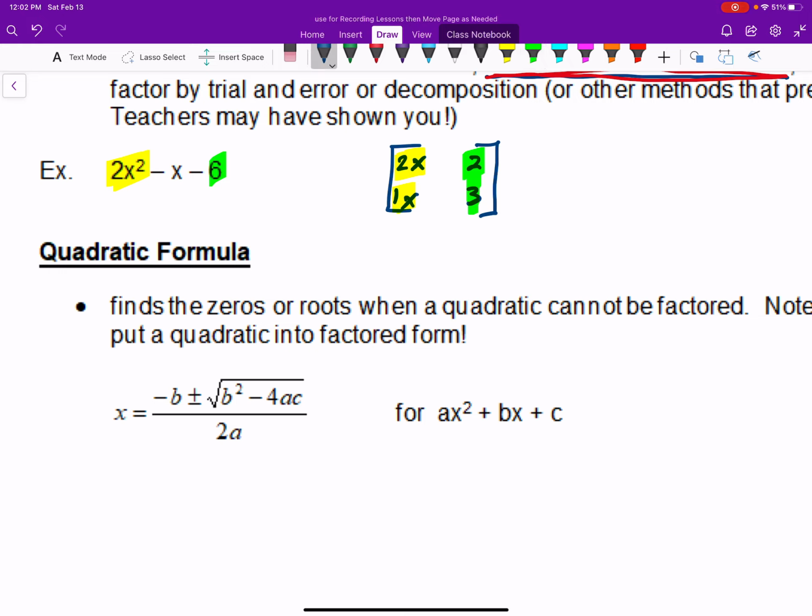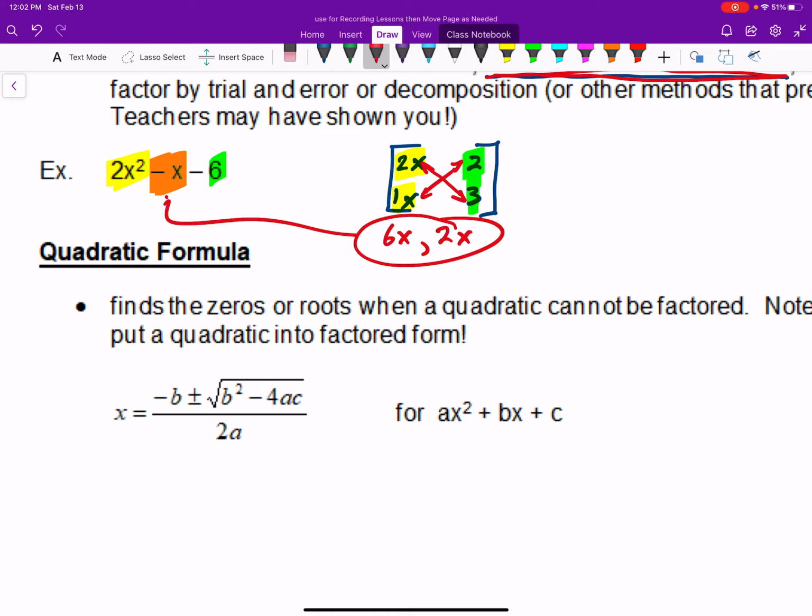Then when I'm trying to figure out this middle number, I'll highlight that one in orange, I need to get a negative 1 out of this. So what I do, it's not cross-multiplying, but I multiply the corners together to get some numbers out of this. So if I multiply 2x times 3, that's going to give me 6x. And I'll just write it underneath for simplicity. If I do 1x times 2, that gives me 2x. These numbers here are the ones that I have to be able to add or subtract together in order to get the negative 1x in this case.